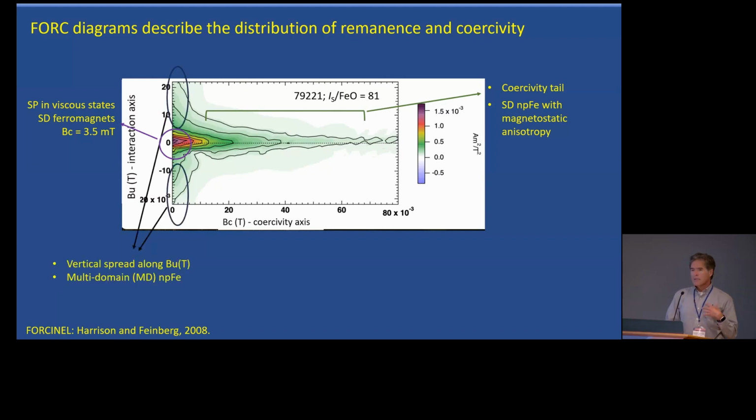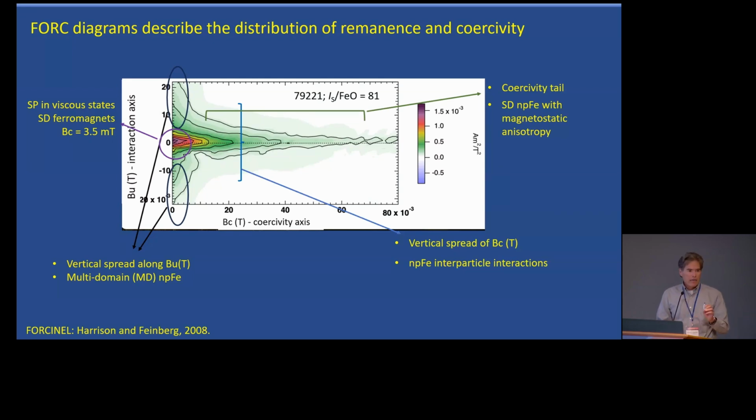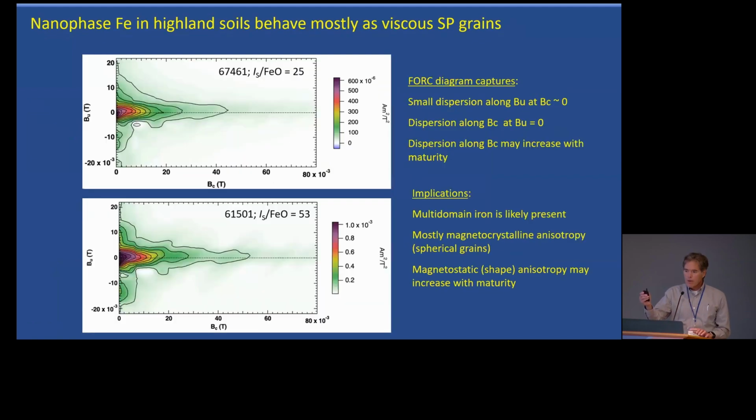We also have, at the vertical axis at the origin, the indication for multi-domain particles. And this vertical spread here in the center is indicating nanophase interactions, dipolar interactions between nanophase particles. So there have been hints of this before in the literature, but this is a direct observation of these phenomena in this FORC diagram for an Apollo soil.